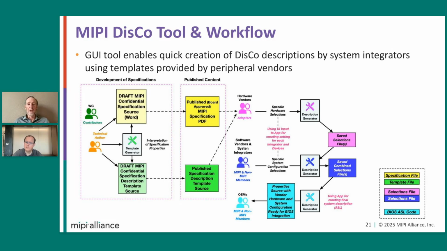The hardware vendors and integrators then can take that template through the tool and actually update and provide input as to exactly what their hardware or system is supporting, which then generates intermediate files that can be passed to the different vendors. The hardware vendor can pass it to the system integrator, which can pass it to the OEM. And in the end, that last file gets compiled, and it creates the ACPI code that would then be integrated into the system BIOS as part of the system.